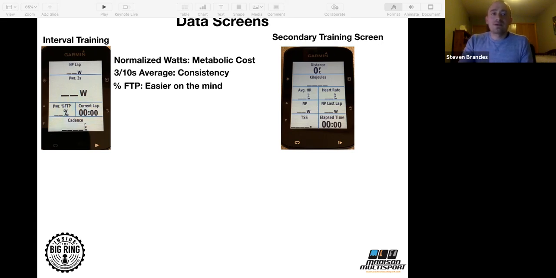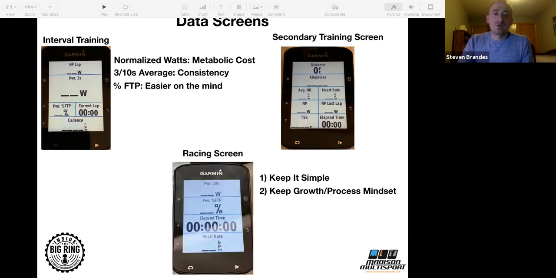And this is what my race screen looks like. Boom. When I'm racing, this is the screen that I'm looking at. Super simple. I don't ever have TSS. I don't ever have my normalized power for the whole entire ride. I look at my 10-second, my percentage of FTP, my overall time, for the obvious reason: I want to continue to know that I'm drinking and eating on time.